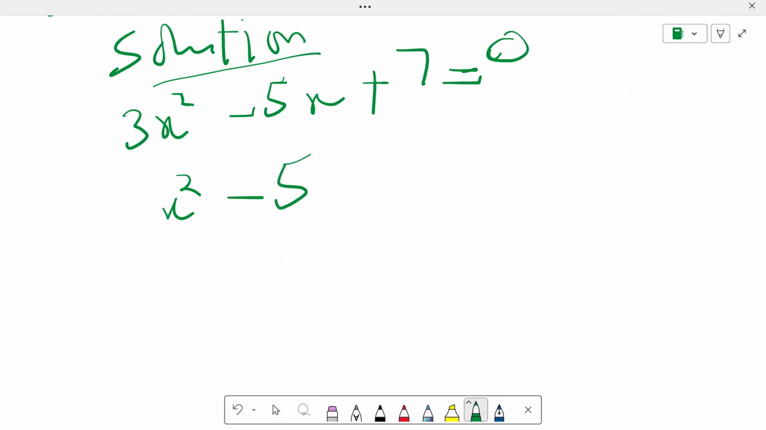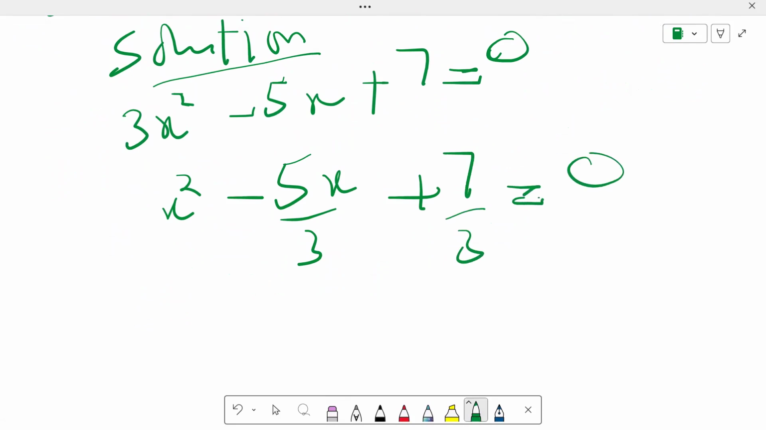Then we shall get 5x. Because we divide through, we have to divide through by the coefficient of x squared. So when we do that, then we shall get this. Now, from here, we can now find the sum of roots.